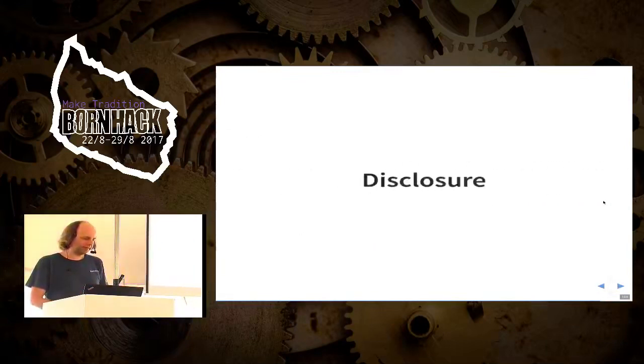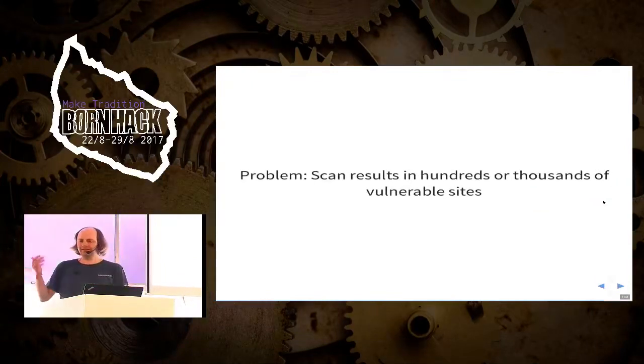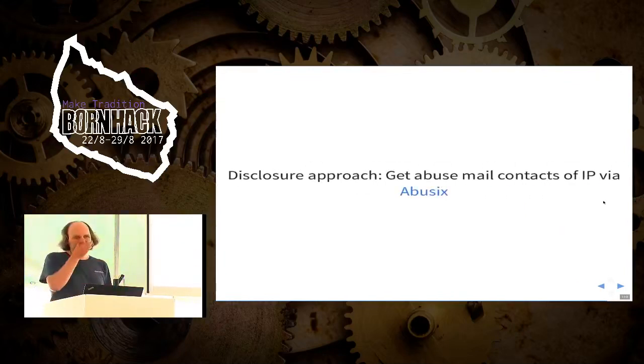Then disclosure. Of course, you have the problem that you did such a scan and then you know, okay, there are 4,000 pages with their WordPress configuration public. What do you do? Because you cannot contact them manually. And kind of the best thing I got until now is that there's a service called AbuseX, which gets you the abuse contact of an IP through various means.